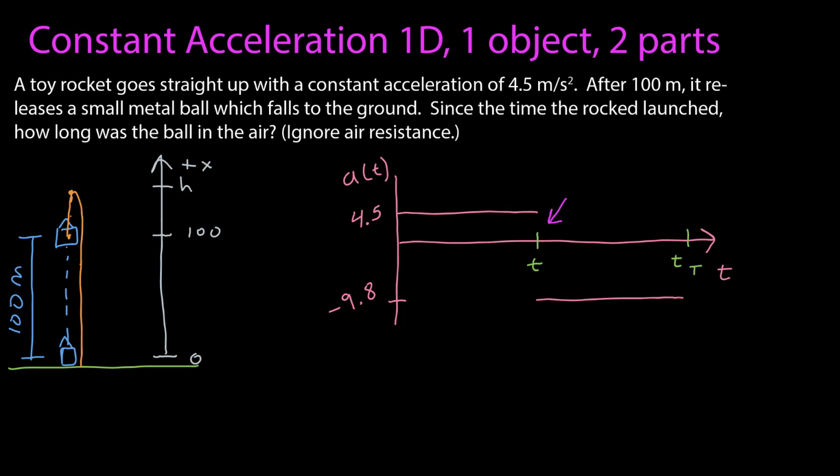At this point it's in free fall, and I know that its acceleration in free fall is negative 9.8 meters per second squared. So here I have two regions in time. The acceleration isn't constant throughout the whole problem, but it's constant in these two regions. So if I break these two regions into region 1 and 2, I can use my constant acceleration relationships in those two regions of time. So let's look at region 1 first.